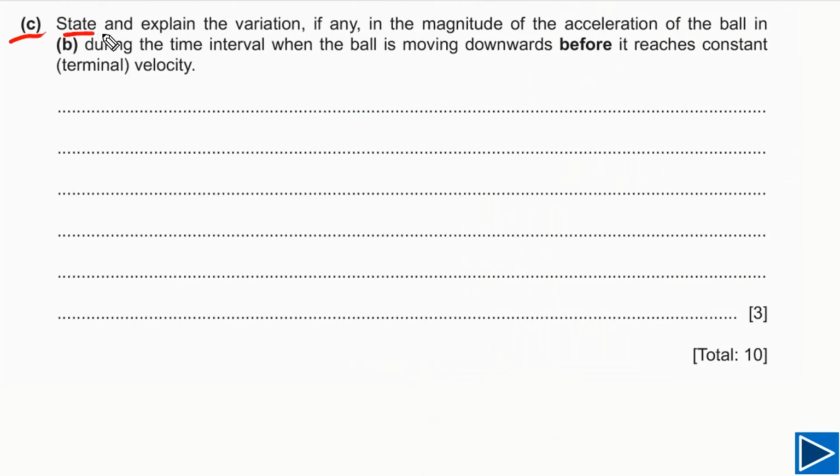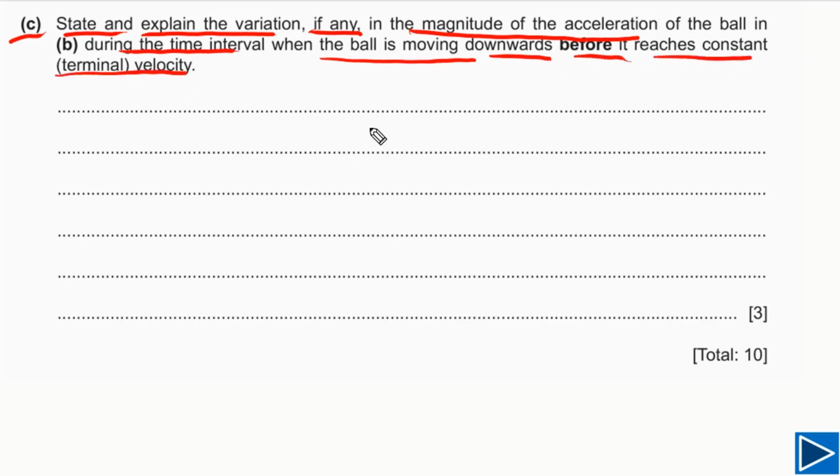Part C is asking us to state and explain the variation, if any, in the magnitude of the acceleration during the time interval when the ball is moving downwards but before it reaches constant terminal velocity. Let's try to understand this one with the help of this simple sketch. At the beginning, it was given to us that the ball has zero velocity and the force acting on the ball at this point is only the force of gravity.